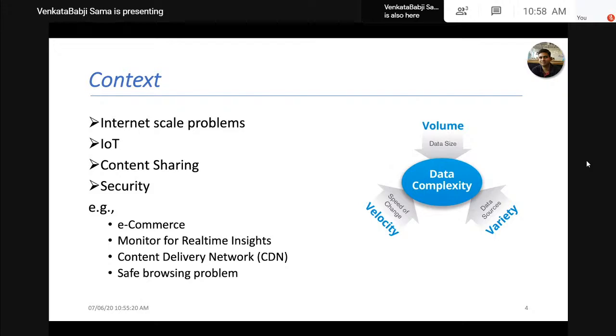Most of you might be familiar. You must have heard this famous insight that data is characterized by volume, velocity, and variety. Essentially, what it means is volumes could be billions of data points running into terabytes or petabytes. Volume by itself doesn't justify the challenge.